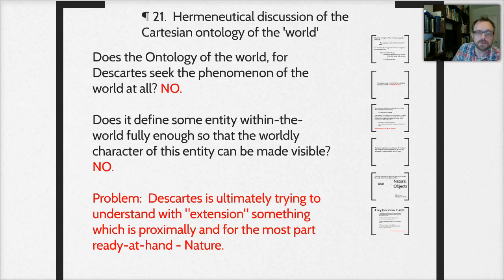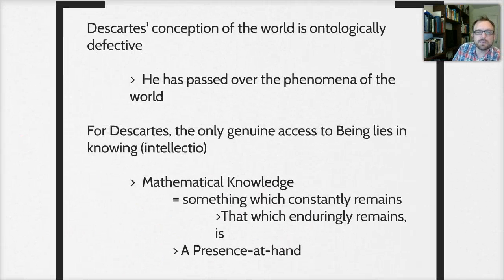There's a problem here, namely, Descartes is ultimately trying to understand with extension something which is proximally and for the most part ready-to-hand, nature, right? He's trying to understand the nature of things, but the nature of things begins and is understood in terms of their use. That's the ready-to-hand. So you can see what's going on here. And it goes to the idea that Descartes is privileging the present-at-hand, so much so that he's excluded any form of the ready-to-hand, right? Descartes' conception of the world is ontologically defective, according to Heidegger.